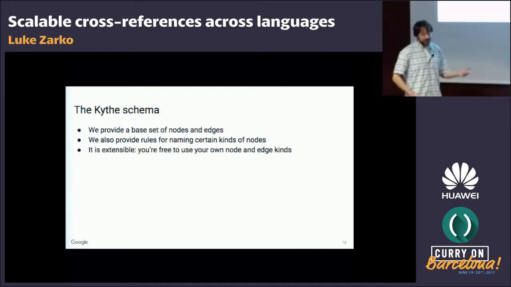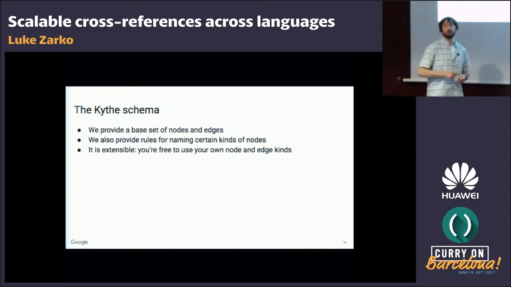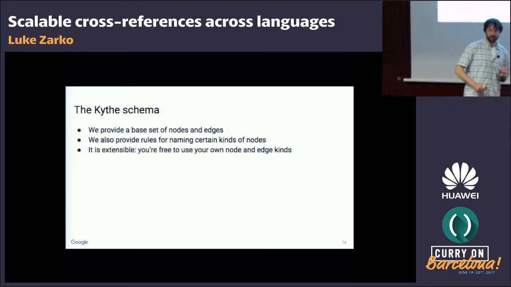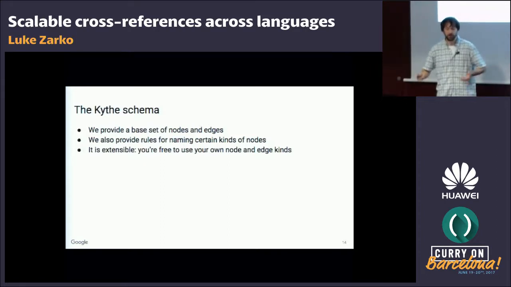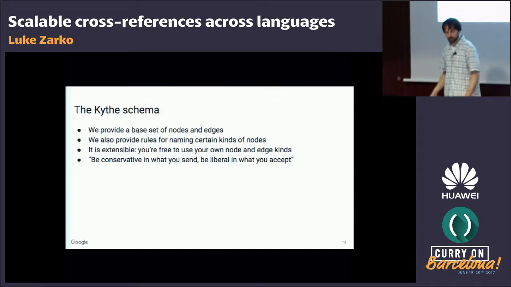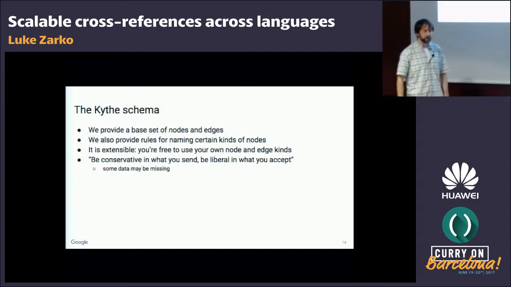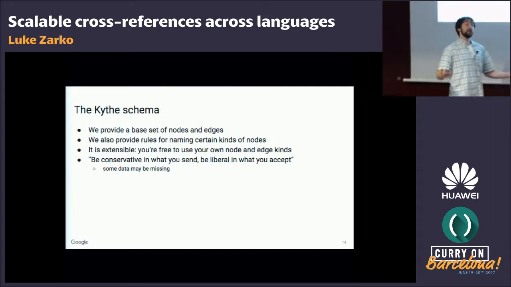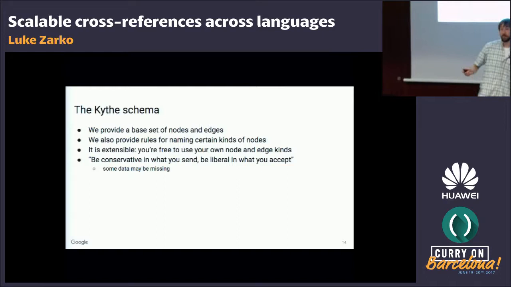The schema is extensible. So I mentioned that identifiers for edges and identifiers for facts are sort of path structured. So stuff under the Kythe namespace is ours, and we dictate how that's supposed to be used. But you can use your own paths, and you can propose to add them to the schema. So this leads to the maxim that you should be conservative in what you send to us, but be liberal in what you accept. In that, when you talk to Kythe, some data may be missing, right? Some people just might not be able to produce data.